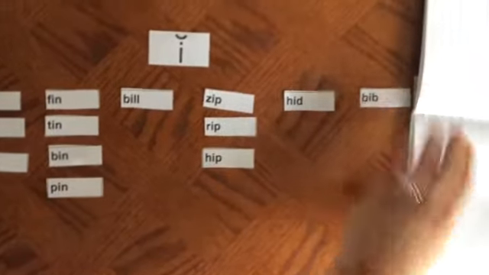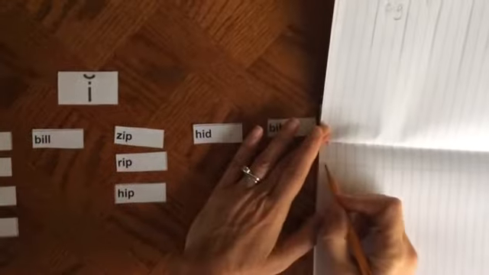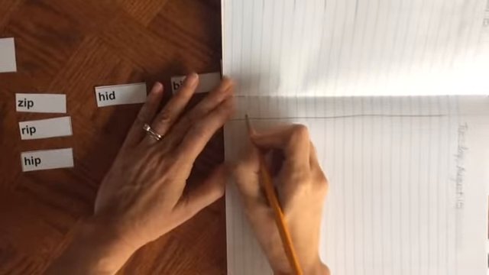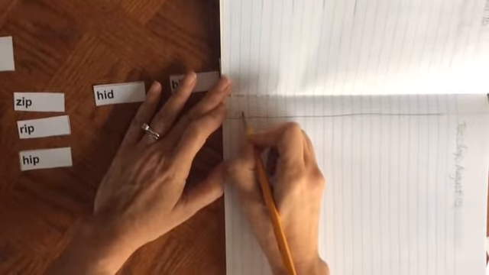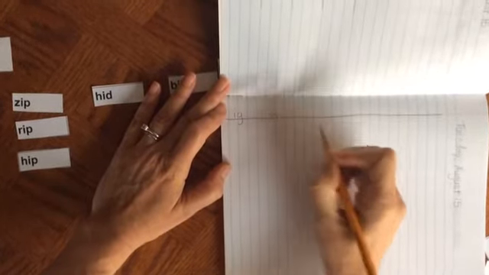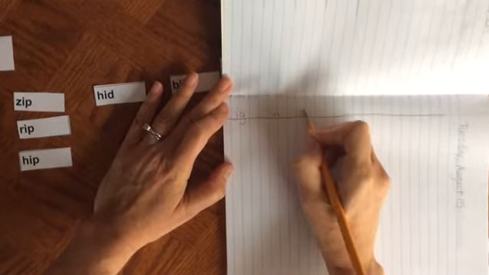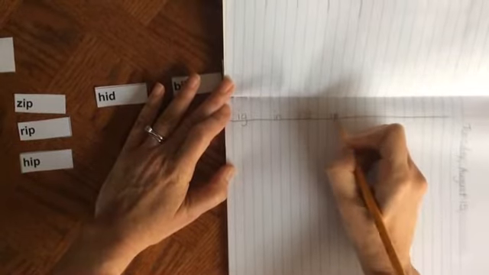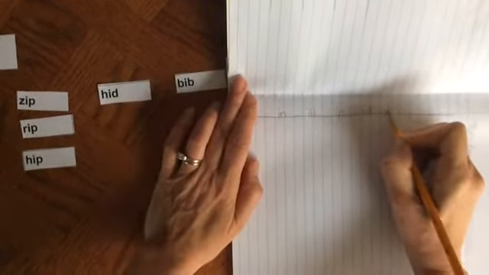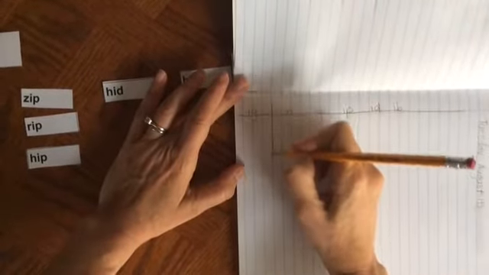Okay, so again, in the notebook, because there are several groups, you would probably want to turn your notebook sideways, and the categories would be the ending of the word. So ig, in, il, ip, id, ib, and so on. Divide each group.